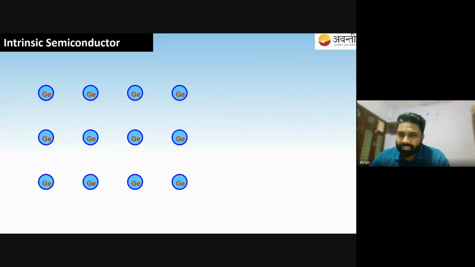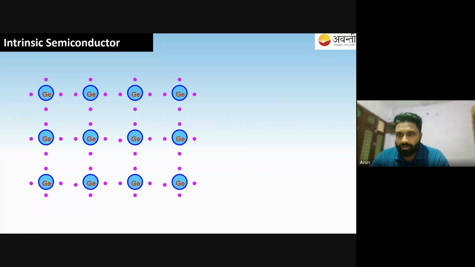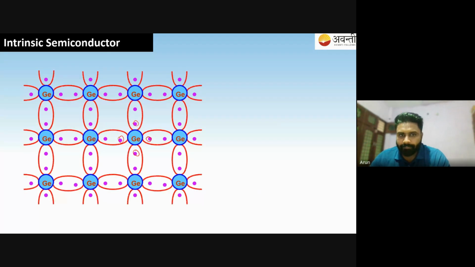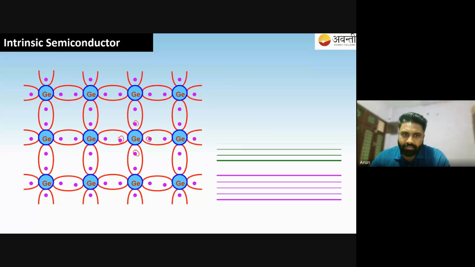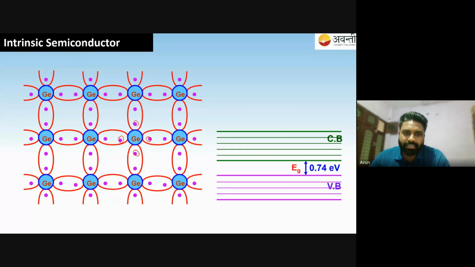These are the atoms, and we have four valence electrons in the outer shell. These are the four electrons. Each one of them makes a single bond, you can see here. This is the structure of silicon. Oh, sorry, germanium.